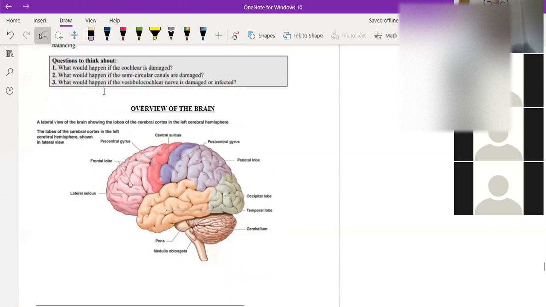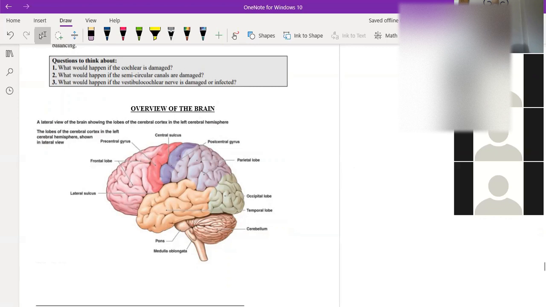What will happen if the vestibulocochlear nerve is damaged or affected? So the nerve going to the brain is damaged, so the person will not hear or have difficulty balancing as well. Okay, so that is the overview of what the ear structure looks like and the functions.